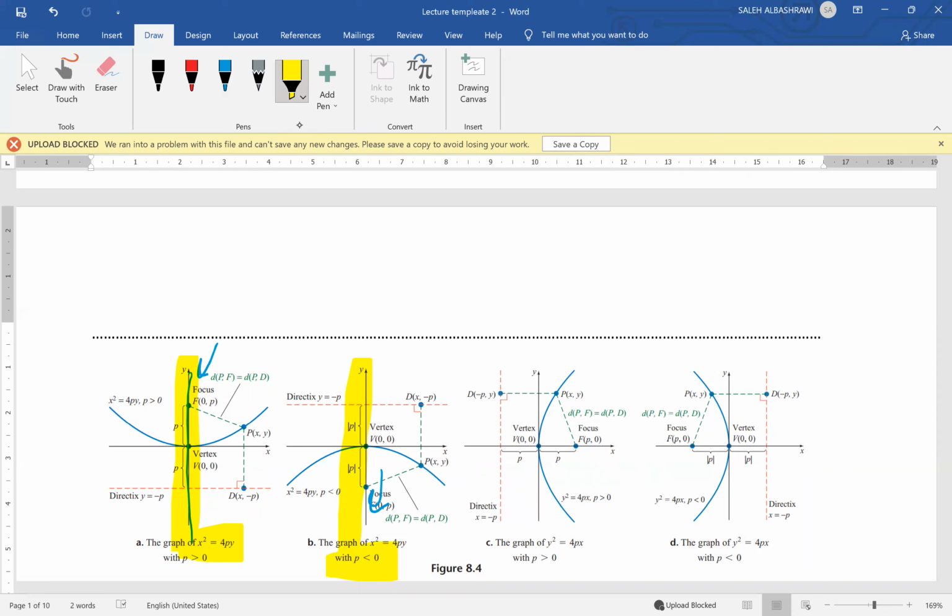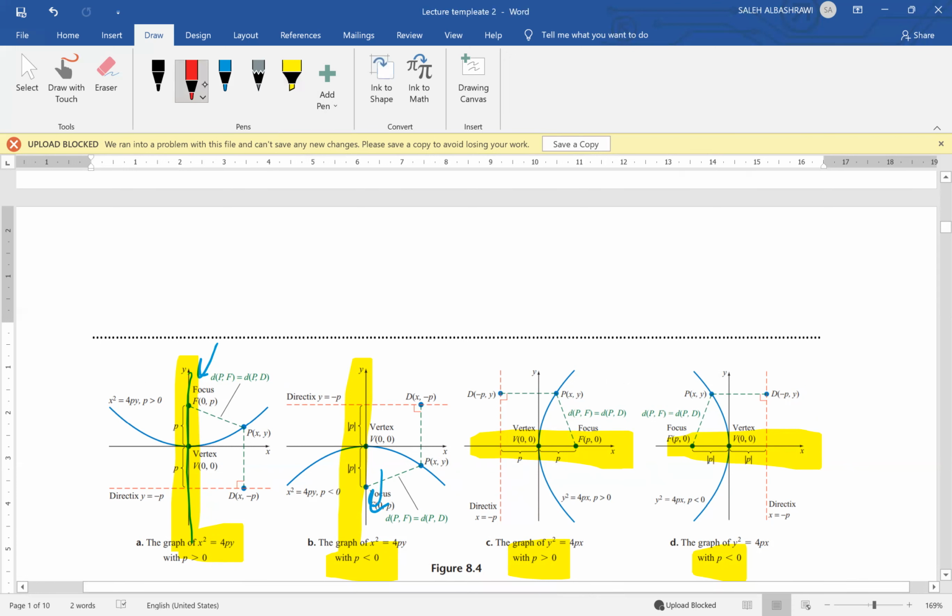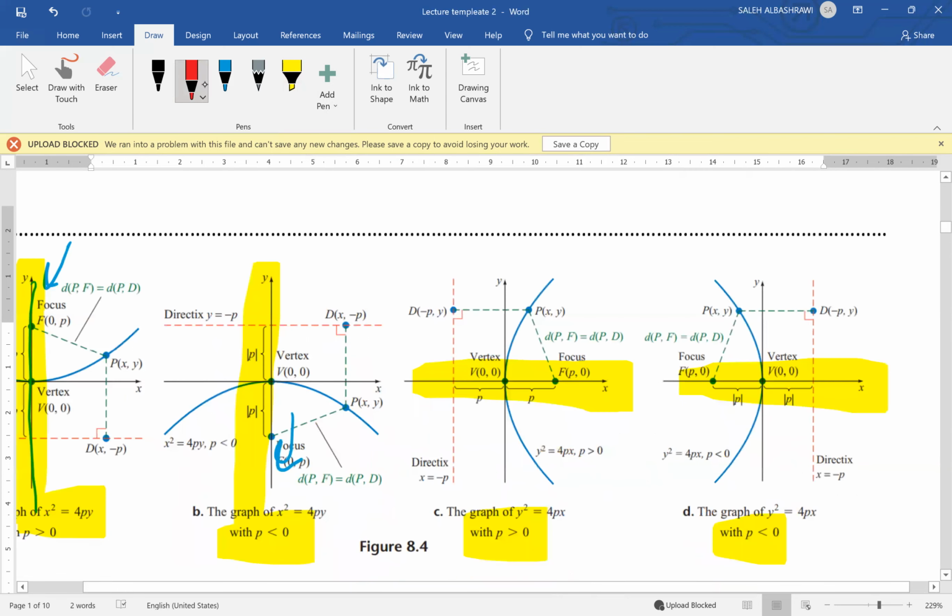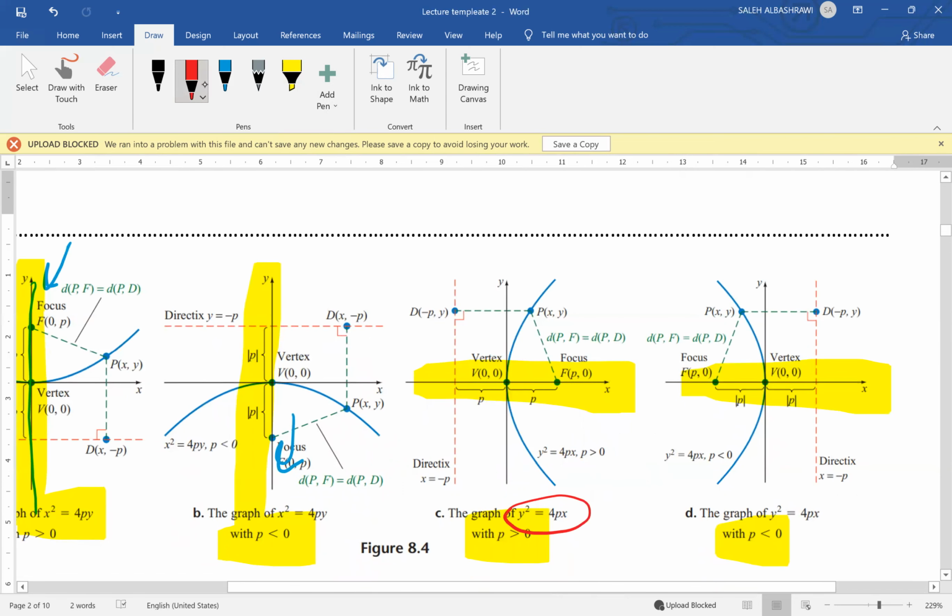Now, if the x-axis is the axis of symmetry, the parabola will be open to the right if b is positive, or to the left if b is negative, and the equation is given by y squared equals 4bx. This is if the x-axis is the axis of symmetry.